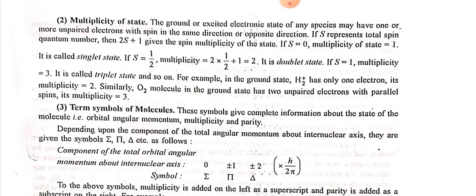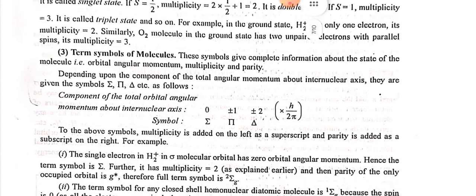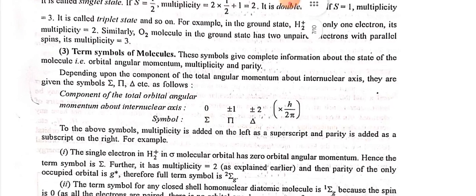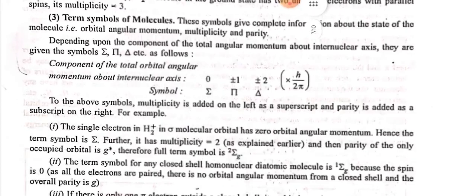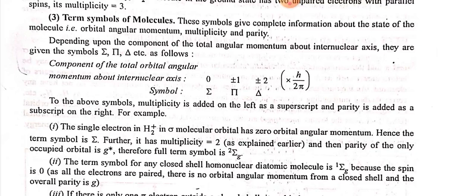Point number 3, that is, term symbols of a molecule. These symbols give complete information about the state of a molecule: the orbital angular momentum, multiplicity and parity.